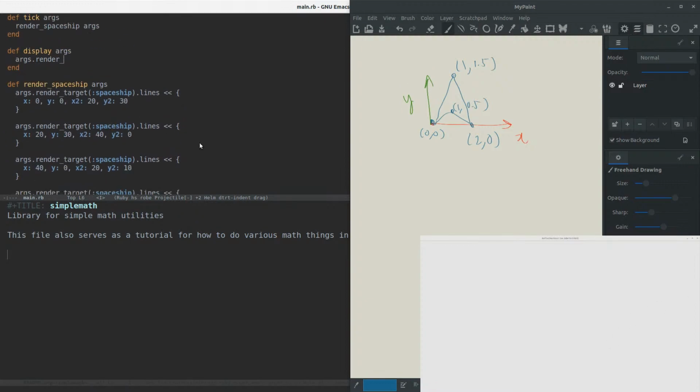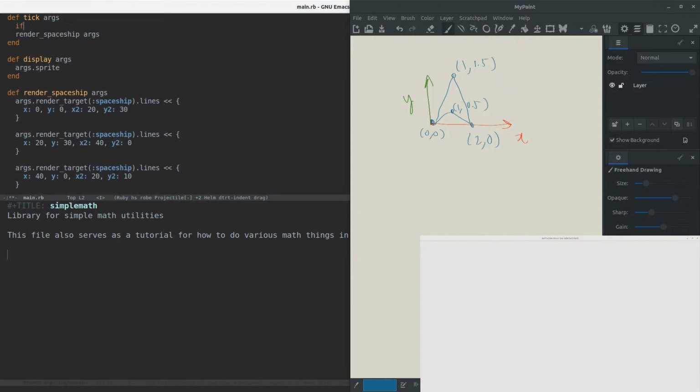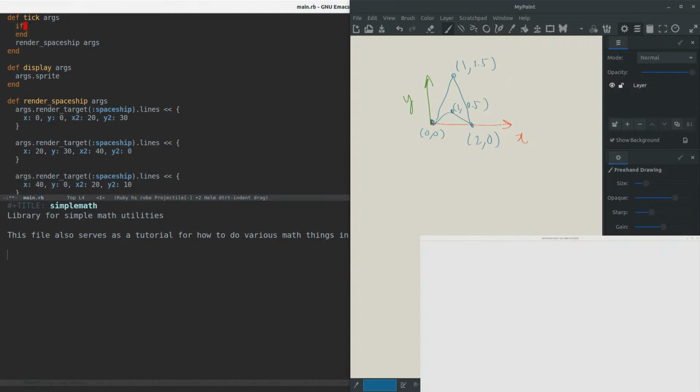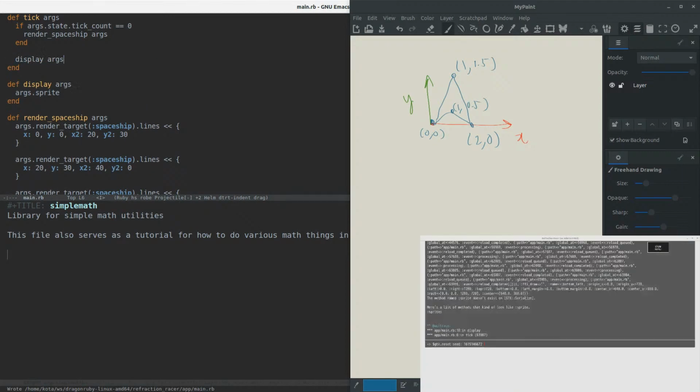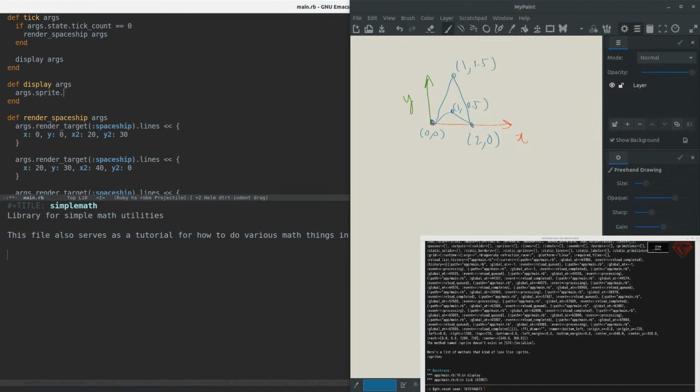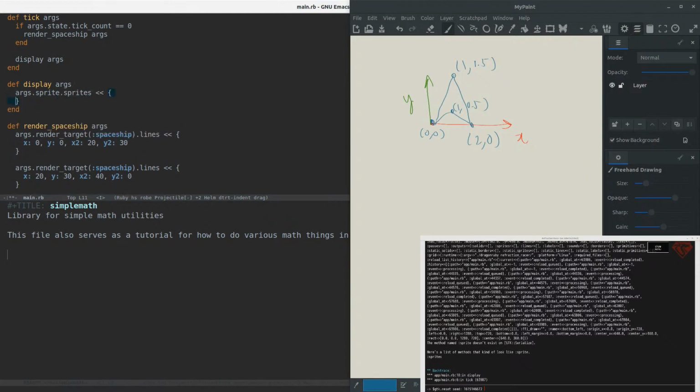Okay, so now let's actually display this. I was kind of keeping things as render for render targets, and then display for anything in real time, or that we do every tick. So this is only the one at state.tick_count is 0. That's the only time we'll be doing that, and otherwise we'll be doing this display, which doesn't actually do anything yet.